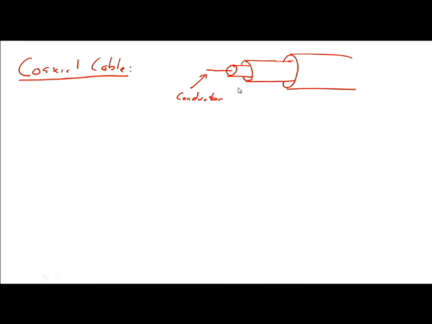And if any of you have TVs at home and you have cable, you're going to see this little copper pin, and it's going to go into the center hole of your input to your TV set where it says antenna or cable in, right? So whether you have cable or you have over-the-air TV, it's pretty much the same thing. Then surrounding that, you're going to have some non-conductive dielectric.